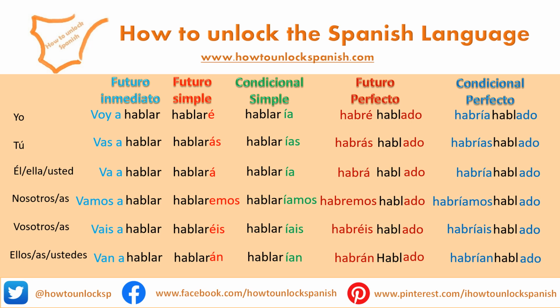For the condicional perfecto, perfect conditional, I'm going to do the same thing. I'm going to do the conditional of haber. Habría, habrías, habría, habríamos, habríais, habrían, and then add the past participle. So, habré hablado in English is going to be I will have talked, and habría hablado is going to be I would have talked.